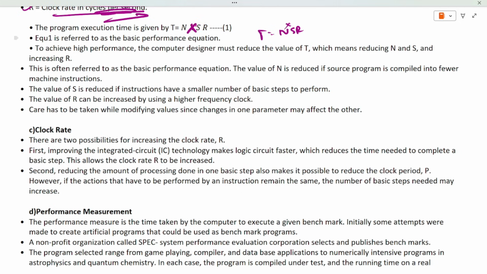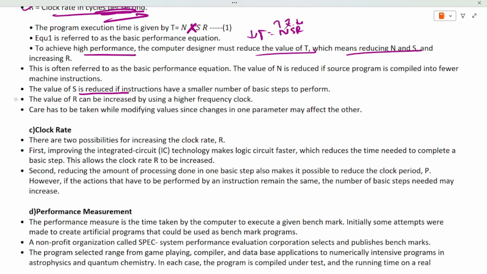For high performance, T must be less. This is done by reducing N and S and increasing R. That should happen to have high performance.